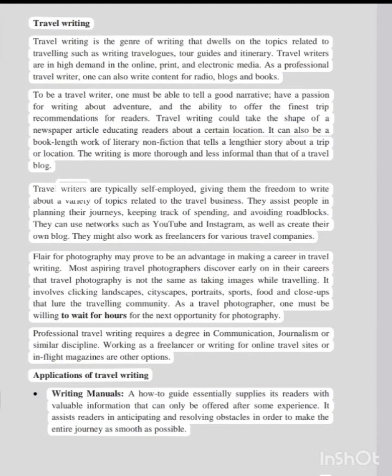Travel writers are typically self-employed, giving them the freedom to write about a variety of topics related to the travel business. They assist people in planning their journeys, keeping track of spending, and avoiding roadblocks. They can use networks such as YouTube and Instagram, as well as create their own blog. They might also work as freelancers for various travel companies.